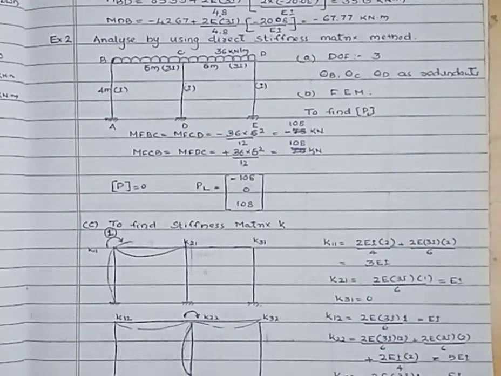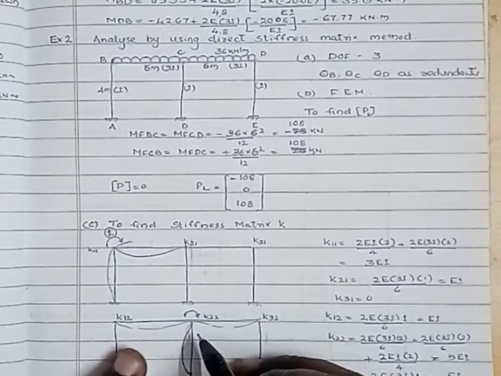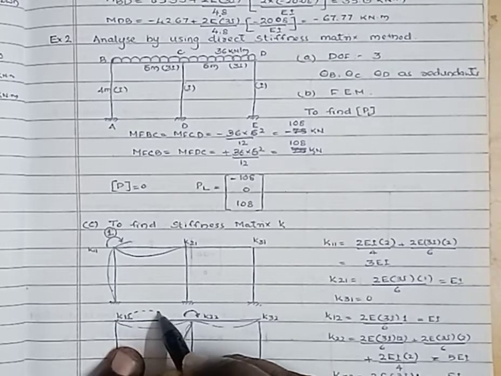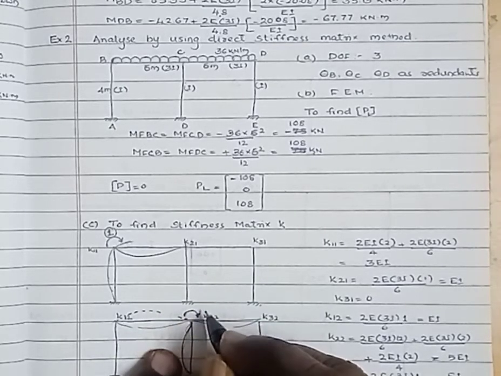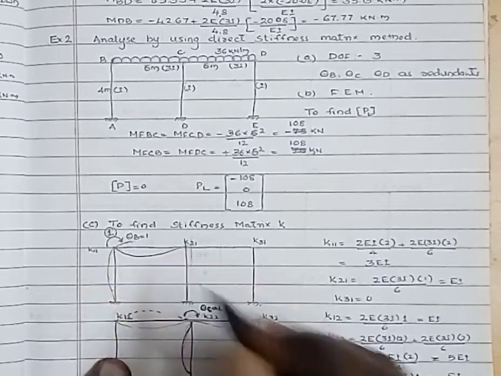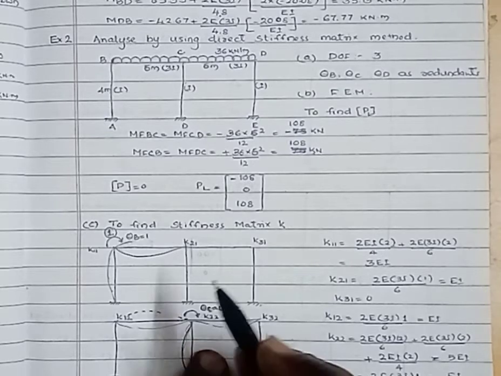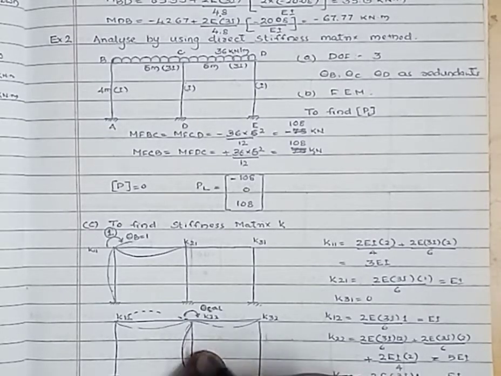Similarly, if you apply the unit rotation at coordinate 2, the various spans will undergo deformation like this due to the application of the unit rotation at coordinate 2. Here theta b equals theta c equals 1. This one is theta b equals 1, that is unit rotation in clockwise direction. Hence, the spans will undergo deformation like this.